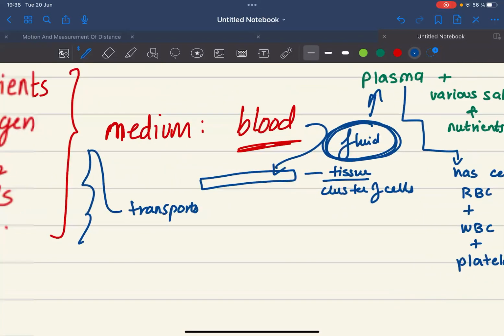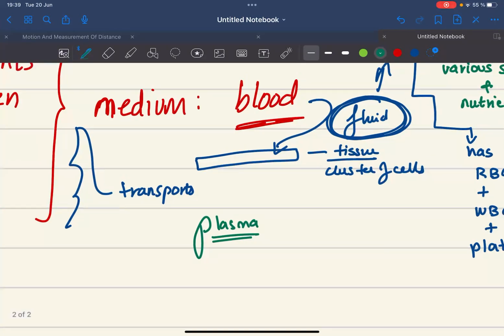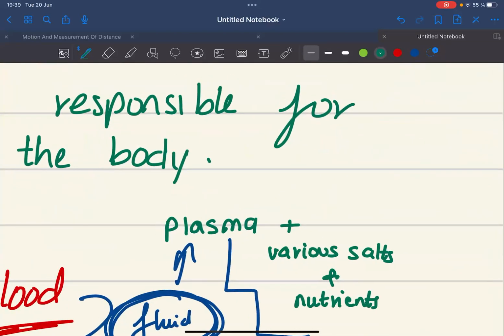Okay, now what is this plasma? Why is it a very, very important part of your blood? So plasma is the liquid component of the blood, and it is in which most of the blood cells are present. So without plasma, blood itself is not there. And it is mostly made up of water. Not half, more than half, around 95%, it's water only. Okay, and the remaining 5%, you will have nutrients, carbon dioxide, and oxygen.